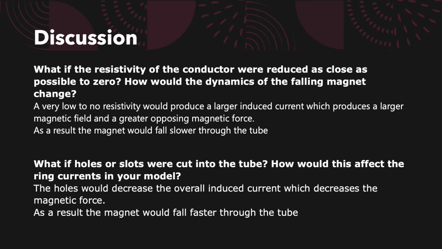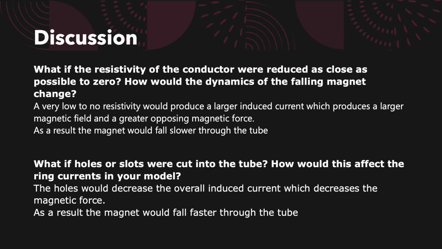Finally are the discussion questions. The answer to the first question is that a very low to no resistivity would produce a larger induced current, which produces a larger magnetic field and a greater opposing magnetic force. As a result, the magnet would fall slower through the tube.